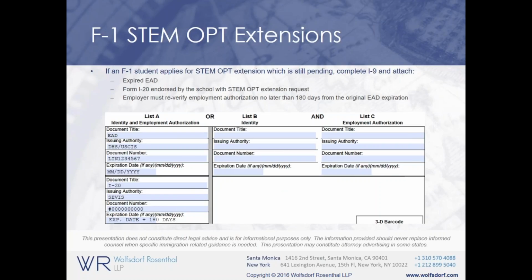So here are a few slightly strange examples. F1 STEM OPT extension: if an F1 student has applied for an extension of their OPT or their employment authorization card, you can complete the I-9 and attach the expired employment authorization document and a Form I-20 endorsed by the school, and you must re-verify no later than 180 days from the original EAD expiration. So this is how you'd be completing the form in this case.